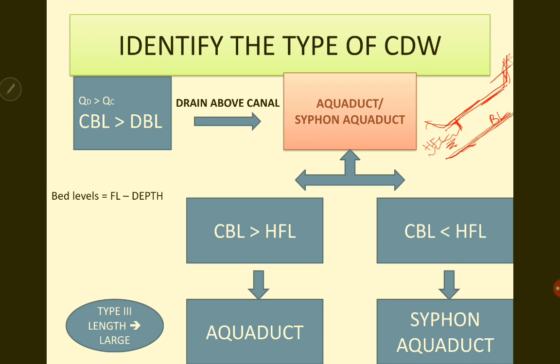The next step is to fix the type of the aqueduct or siphonic aqueduct. As you know, there are 3 types: type 1, type 2, type 3. We have to fix the type. As per your syllabus, you just have the type 3 aqueducts to be designed. A type 3 aqueduct is provided whenever the drainage is very large.